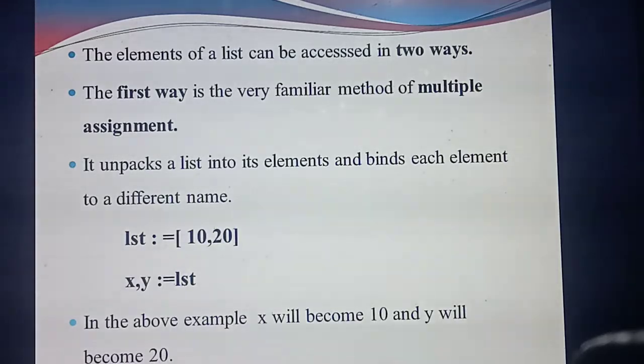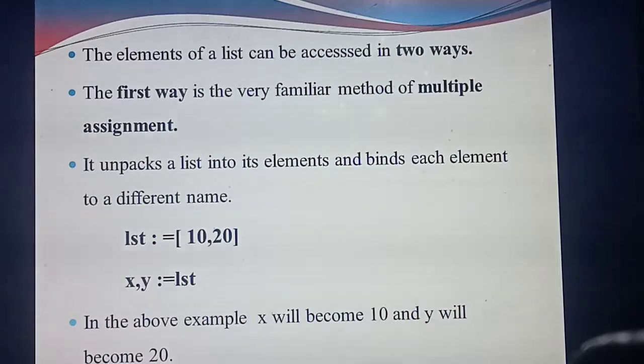See, x, y equal to list. What does x, y mean? So x is assigned the value 10. y is assigned the value what? 20. Understood? Instead of calling the value directly, you are going to assign different names to the values.